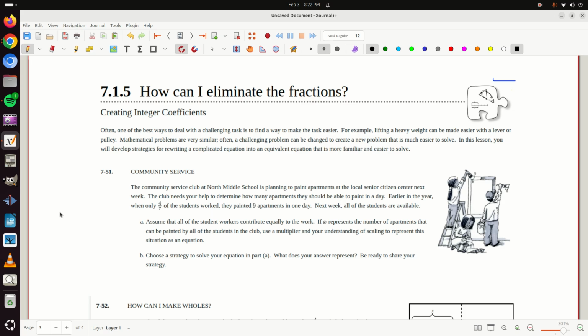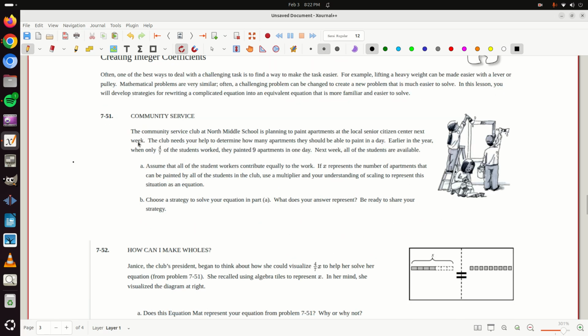Often one of the best ways to deal with challenging tasks is to find a way to make the task easier. For example, lifting a heavy weight can be made easier with a lever or a pulley. Mathematical problems are very similar. Often a challenging problem can be changed to create a new problem that is easier to solve. In this lesson, you will develop strategies for rewriting a complicated equation into an equivalent equation that is more familiar and easier to solve. So, community service.